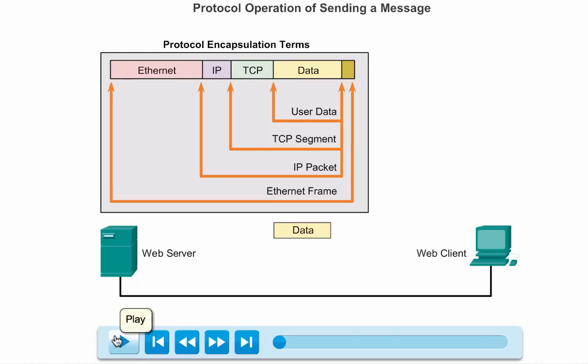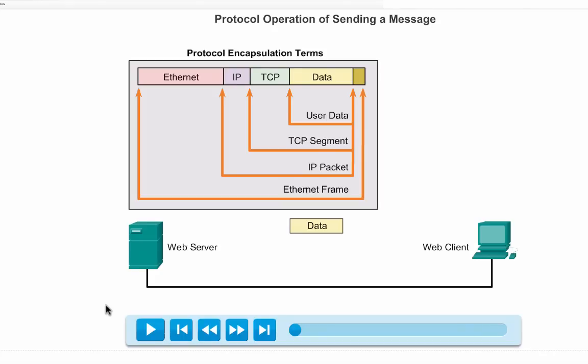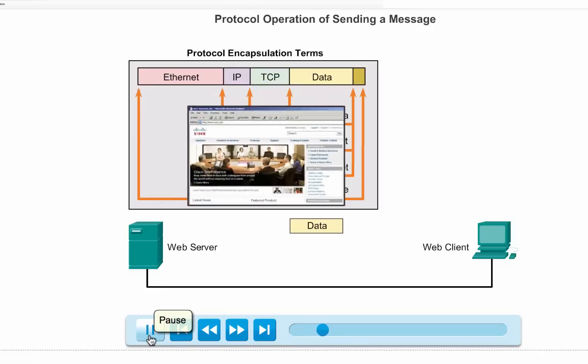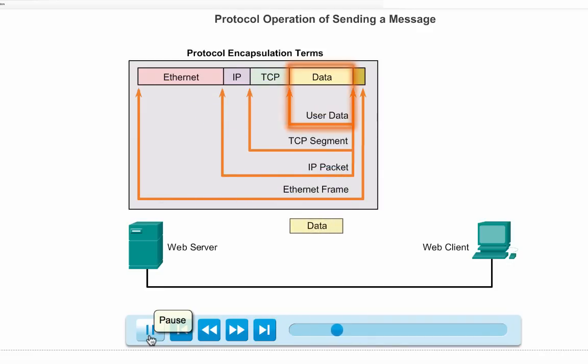When sending messages on a network, the protocol stack on a host operates from top to bottom. In the web server example, we can use the TCP/IP model to illustrate the process of sending an HTML web page to a client. The application layer protocol, HTTP, begins the process by delivering the HTML formatted web page data to the transport layer. Here, the application data is broken into TCP segments.